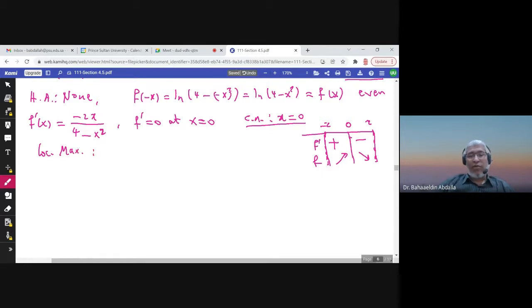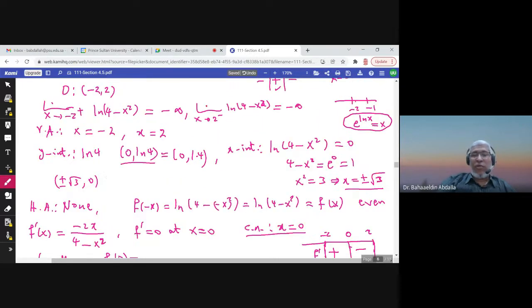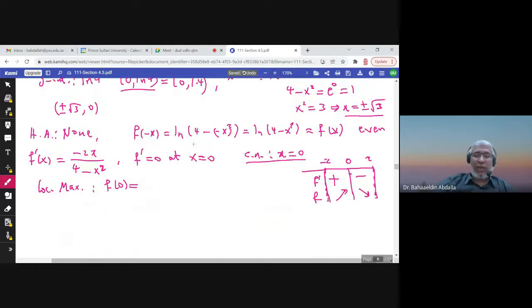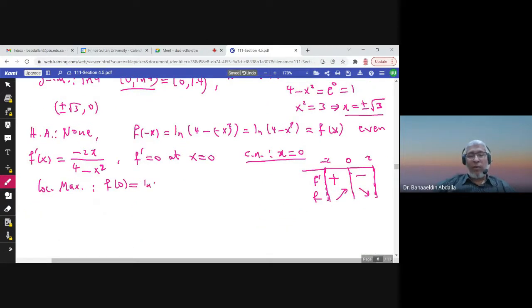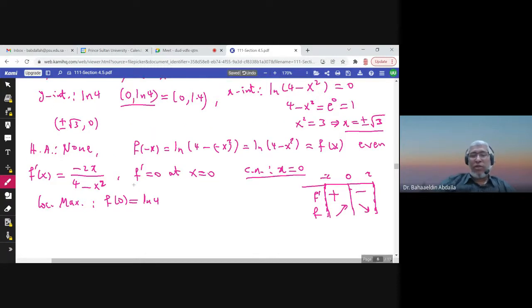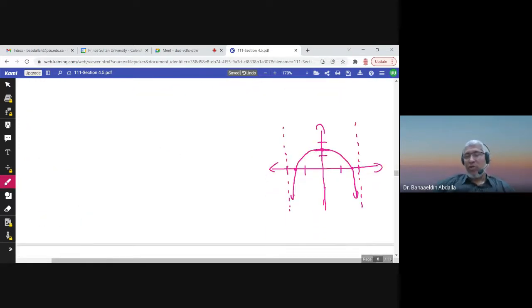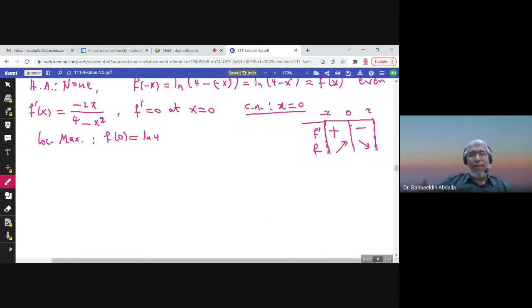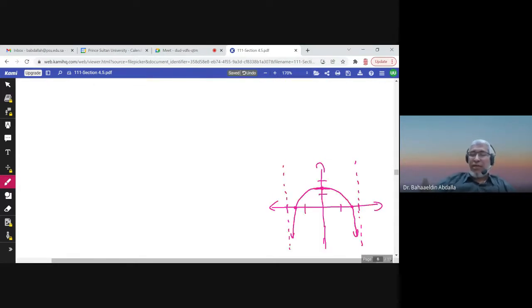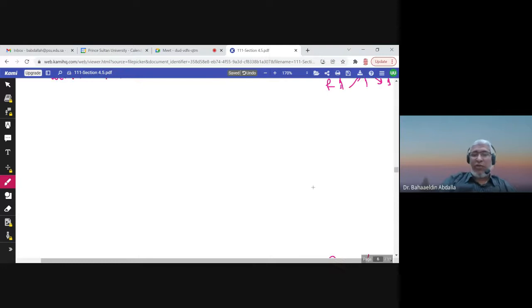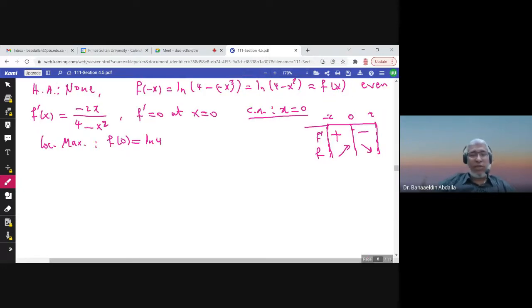So the local maximum would be f of 0. And f of 0 is ln 4, about 1.4. It is the y-intercept. So the point (0, 1.4) is a local maximum. Good. So this agrees with our graph here. And it's increasing to the left of 0 and decreasing to the right of 0. That's excellent. So let us see the information from f double prime.